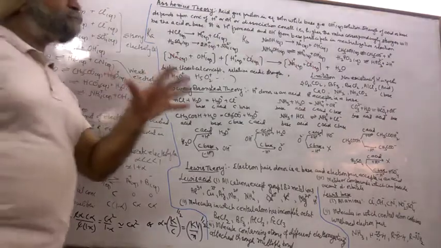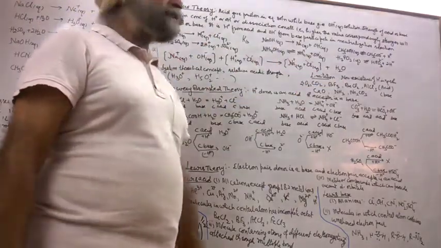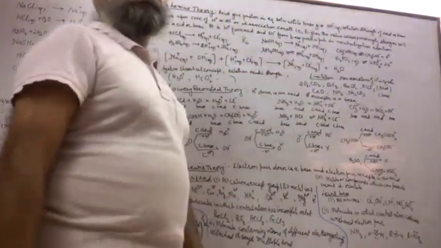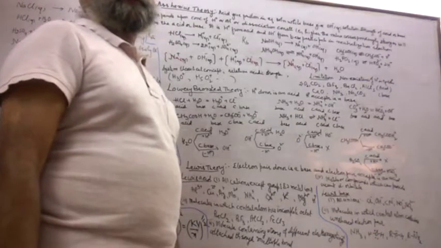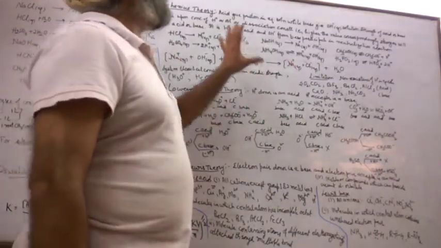And there are a large number of compounds which contain an OH group but cannot act as a base. Acetic acid contains an OH group but cannot act as a base. So the theory needs modification.